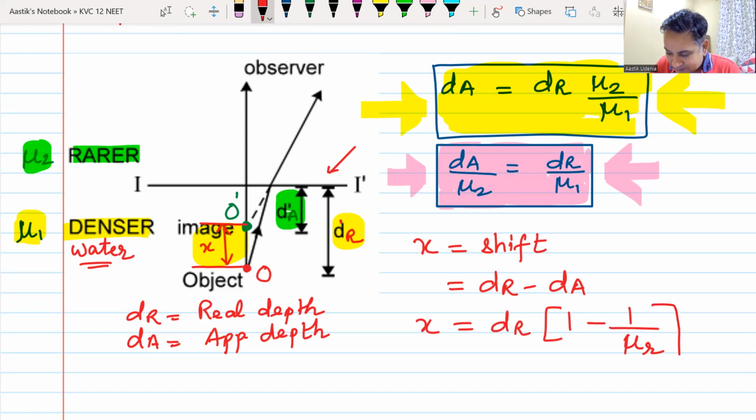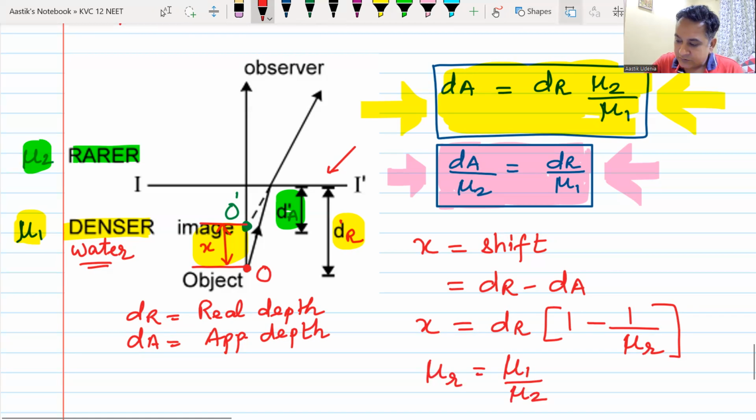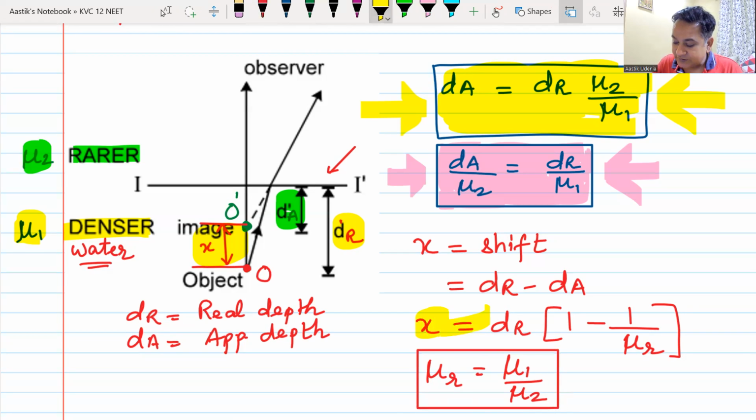This mu_r is the relative refractive index of the first medium with respect to the second medium. Once the formula takes this yellow form, you can compare it with the formula for shift that we had written, and you will understand that both the formulas are of similar nature. Now remember, we have derived this formula for an object going from denser to rarer.